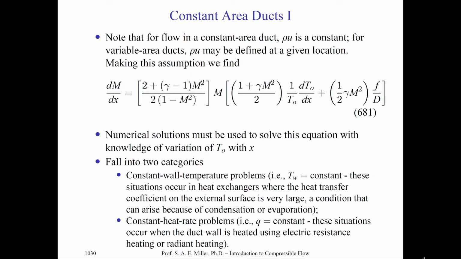One might categorize these problems in two types. One is where there's a constant wall temperature, and the second is where there's a constant heat rate, that is, Q is a constant. So we either have T equals constant or Q is a constant. And in words, we've given some examples of where this analysis might apply in actual problems.